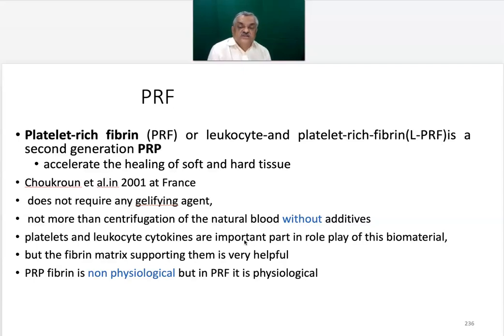Platelets and leukocyte cytokines are an important part, in their role and the part which they play in healing of this biomaterial. But the fibrin matrix supporting them is very useful. So PRP fibrin is non-physiological, but in PRF it is physiological. I mean, the fibrin which comes in this clot gives you a fibrin matrix on which the cells are there, and this is very helpful.